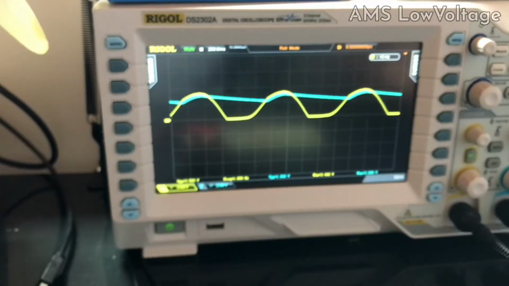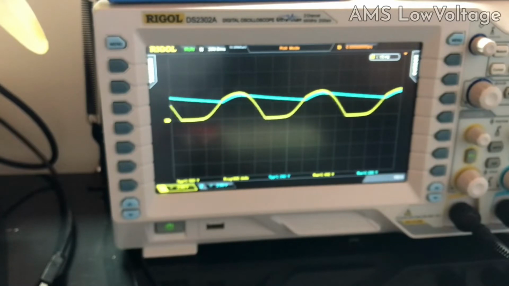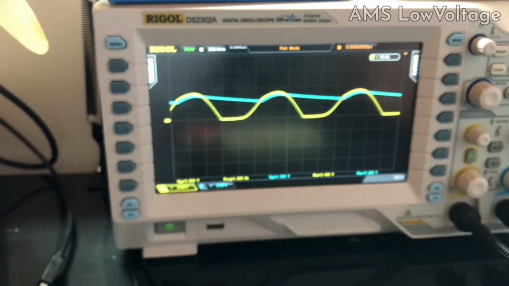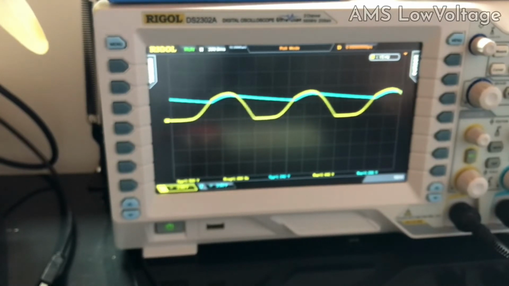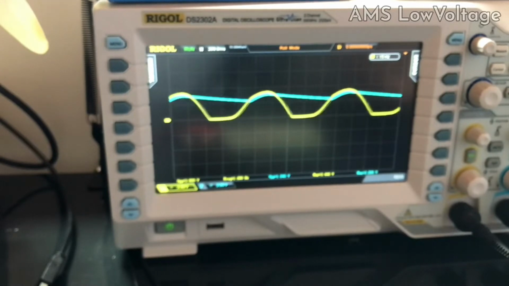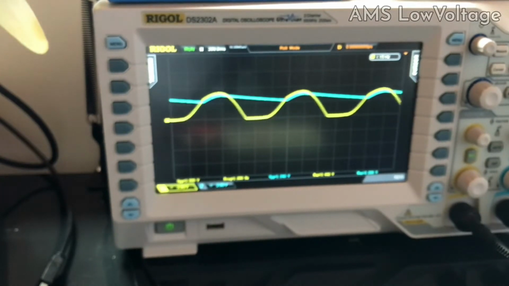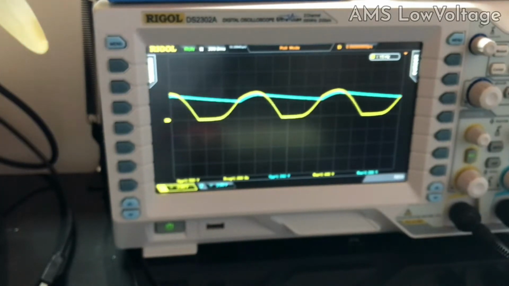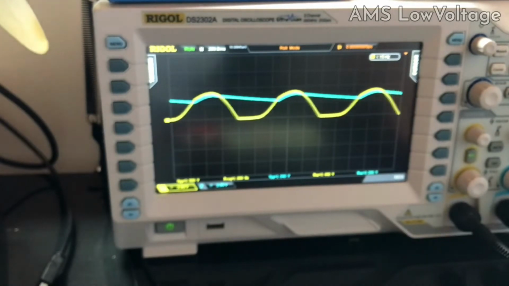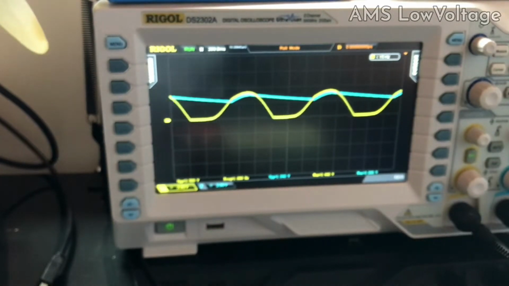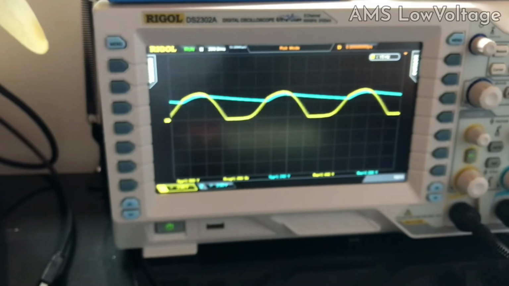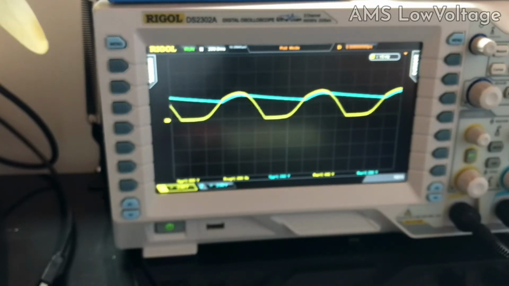I don't have one more channel to show you the input signal at the same time, because my oscilloscope has only two input probes. So that is why I can't show all this together. So I'm just increasing the frequency now.